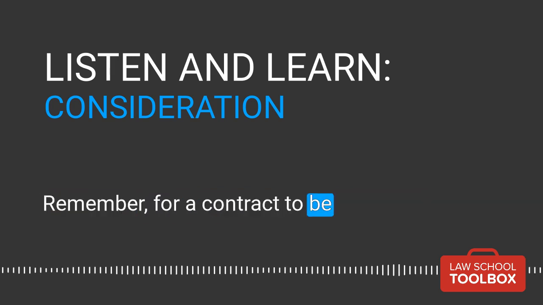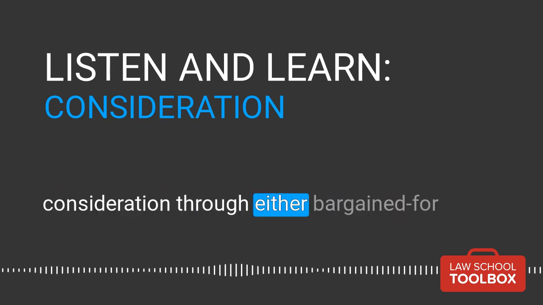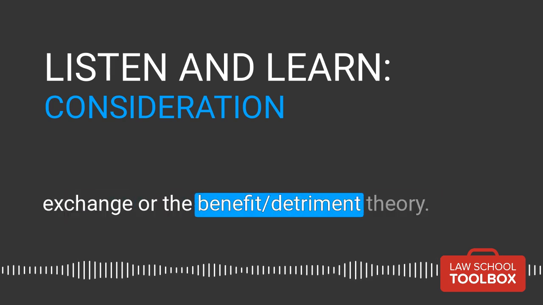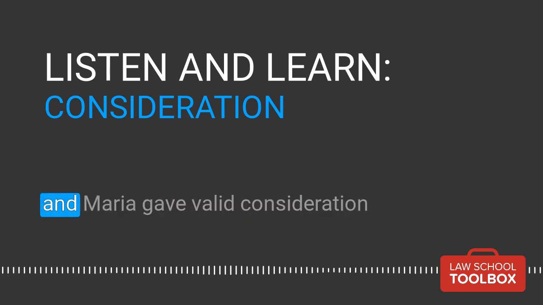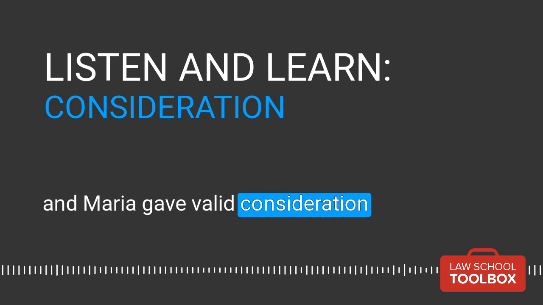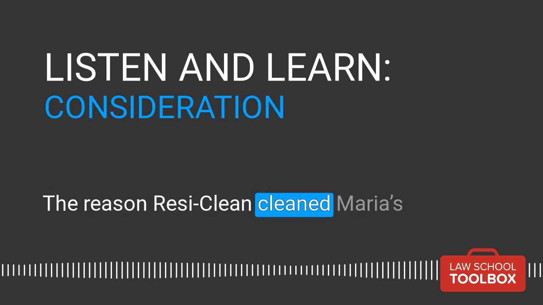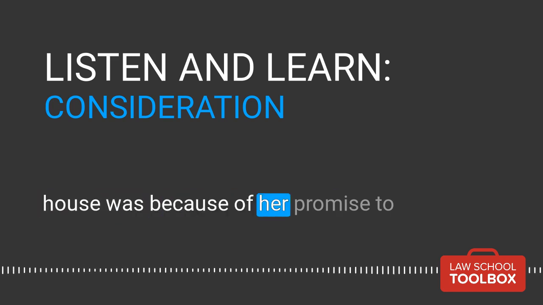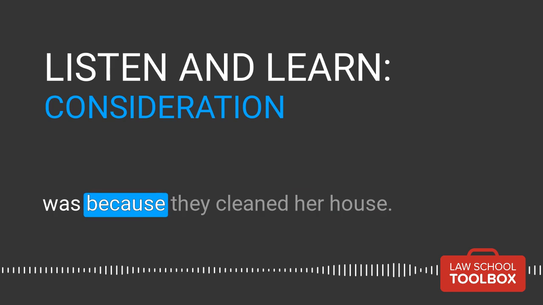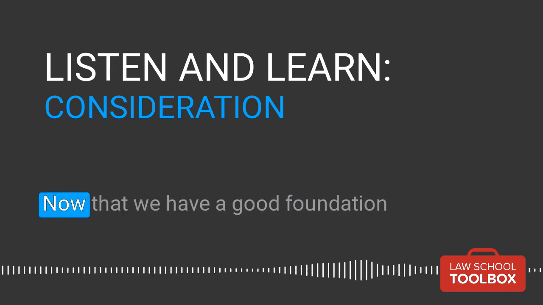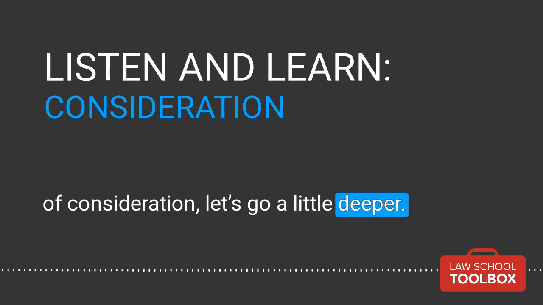Remember, for a contract to be enforceable, both parties must provide consideration through either bargain for exchange or the benefit-detriment theory. In this example, both ResiClean and Maria gave valid consideration through bargain for exchange. The reason ResiClean cleaned Maria's house was because of her promise to pay, and the reason Maria paid ResiClean was because they cleaned her house. Now that we have a good foundation of consideration, let's go a little deeper.